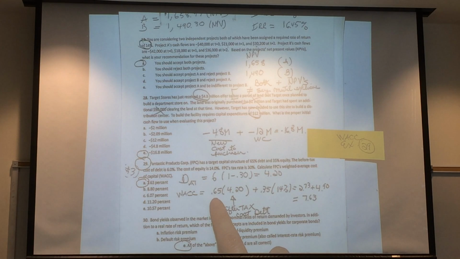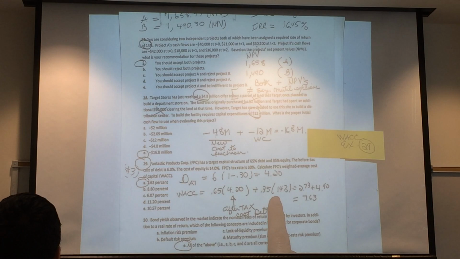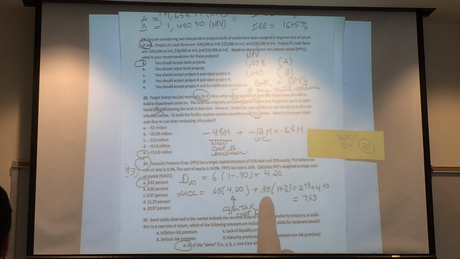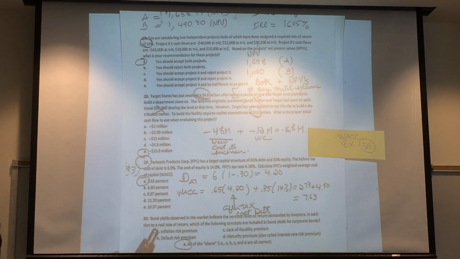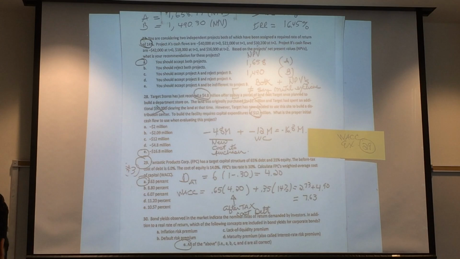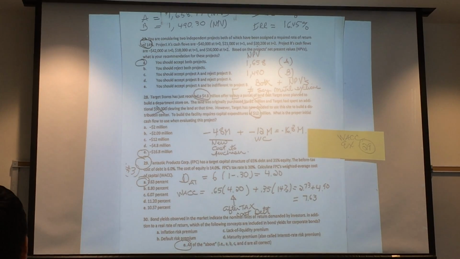So I take the 65% of my debt, multiply it by the cost, and then I take my remaining 35% times the cost of equity, and that gives me 7.63%. That's the weighted average cost of capital. You're using the market rates, right? Market weights times the cost of each.